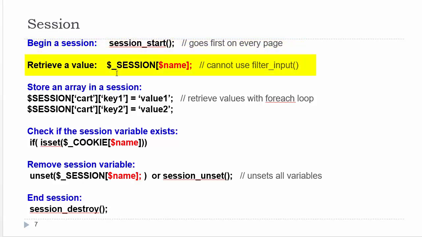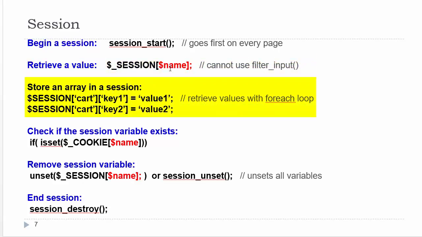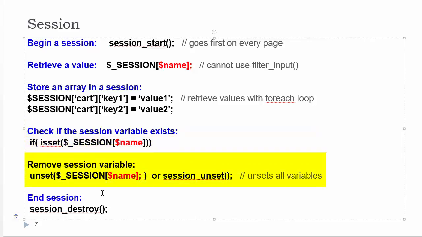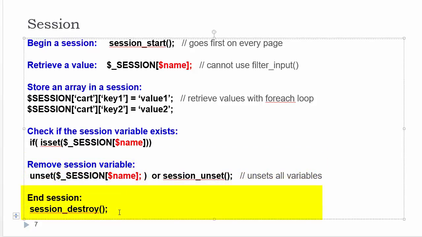To retrieve the value of a session, it will be $_SESSION and whatever name that session is. You cannot use filter_input as we did with cookies. You can also store an array in a session. And here is an example of storing an array in the session. The isset function can be used to check if the session exists. You can remove the session variable with the unset function to remove the value for a specific session or for all of them. However, that just removes the values.